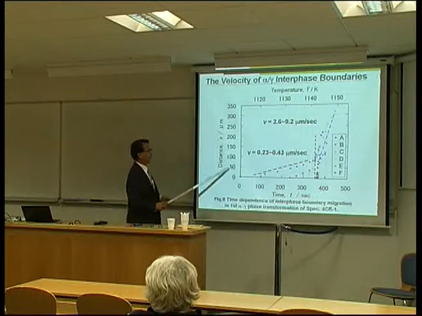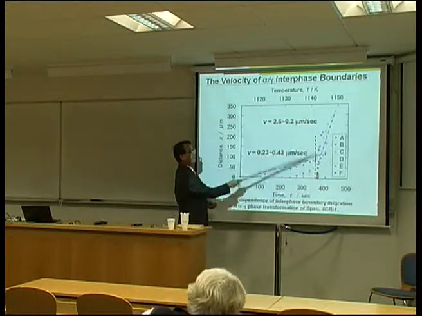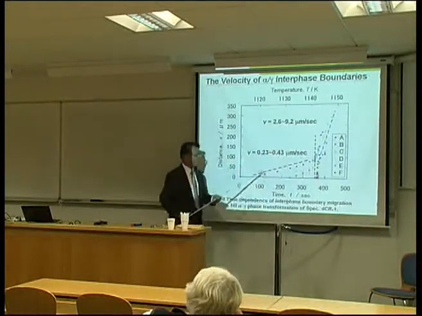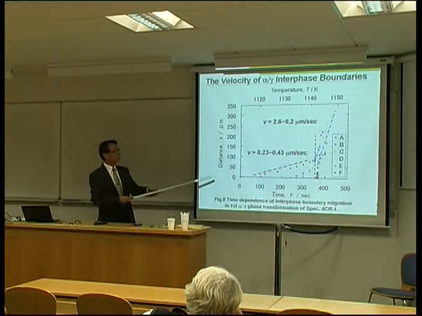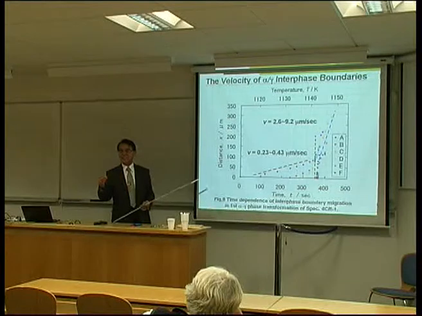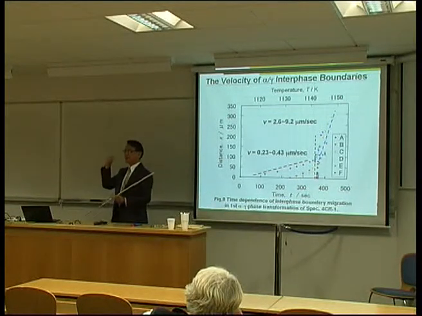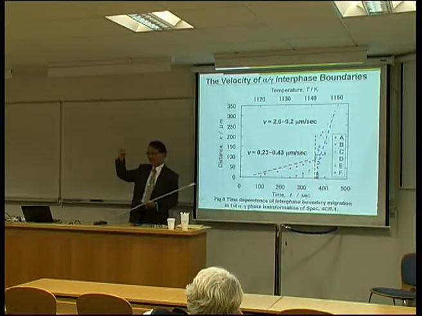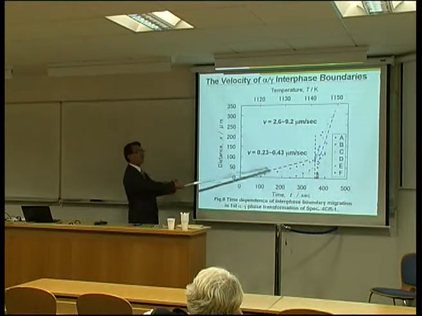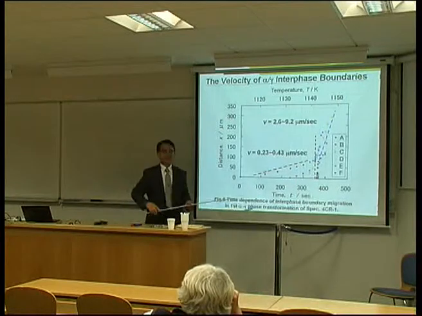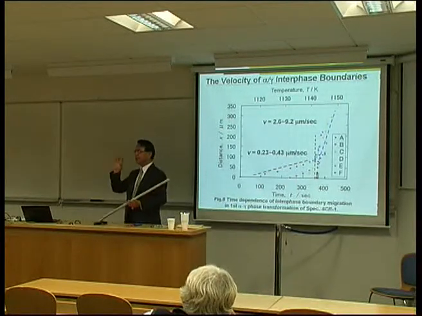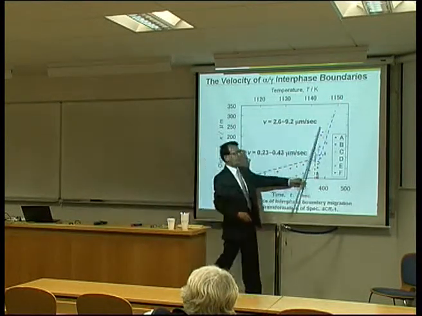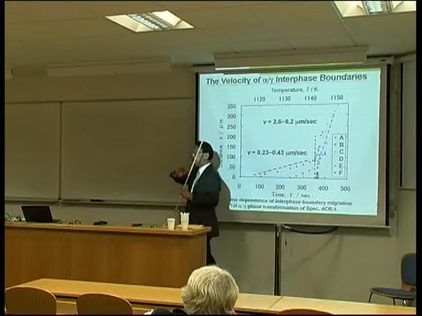So, what is the physical reason for such a change? Because this two-step migration of the interface has never been observed before. Actually, as I concluded before, in this range is the two-phase region of alpha and gamma, the phase transformation. And then beyond this, only the gamma single phase exists.